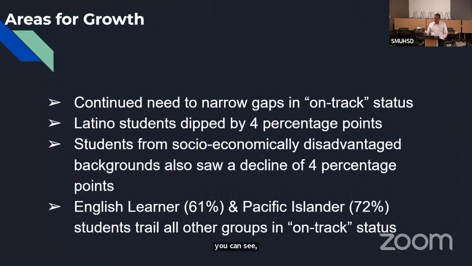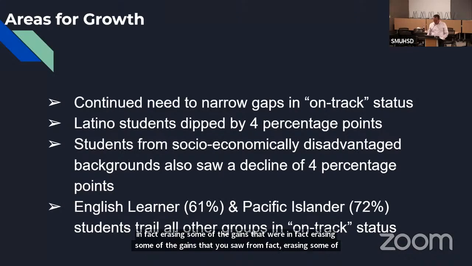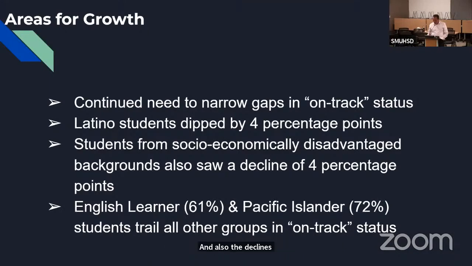As this slide outlines, this is the summary of the takeaways. We have a number of areas where we need to improve. First, the differentials among the groups need to narrow. We're concerned about the decrease among Latino students, erasing some of the gains that you saw from last year. And we are also concerned about the declines we see among SED, EL, and Pacific Islander students.